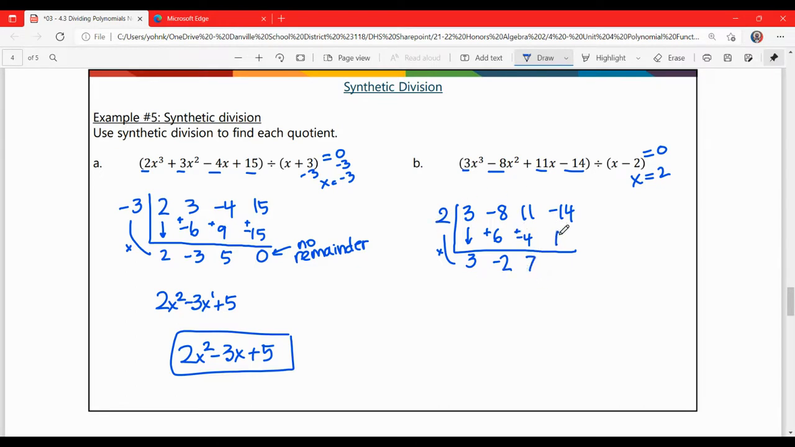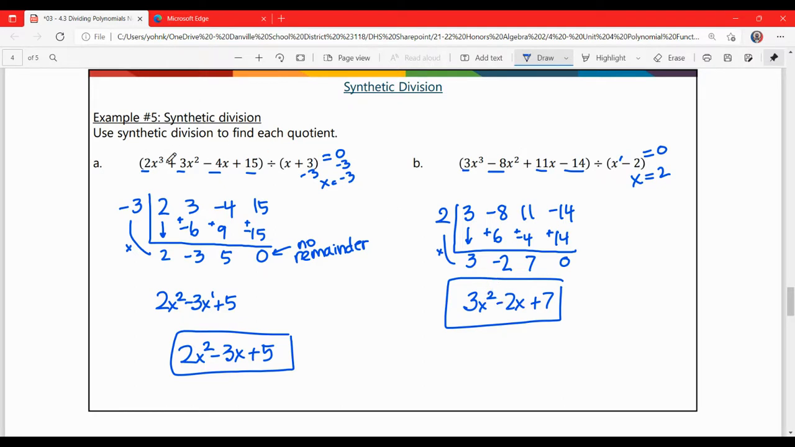Multiply to get 14. Add to get 0. No remainder. The 7 is my constant. The -2 is my linear term. And the 3 is my quadratic. Also notice that if I'm taking a cubic and dividing it by a linear, 3 minus 1 is 2, so I'll have a quadratic left over.